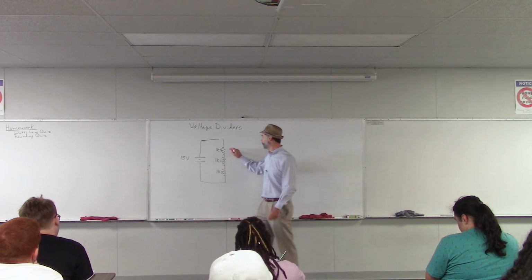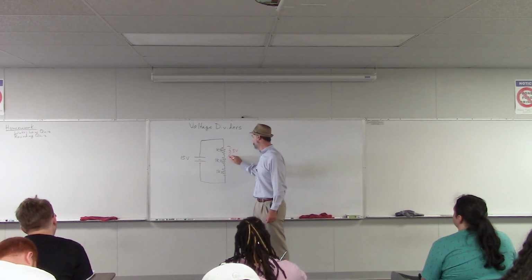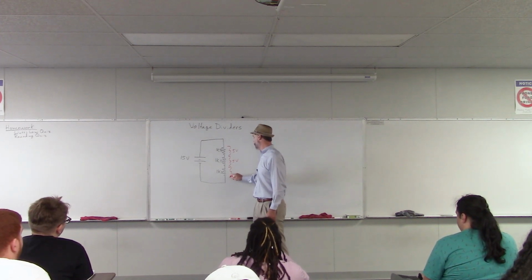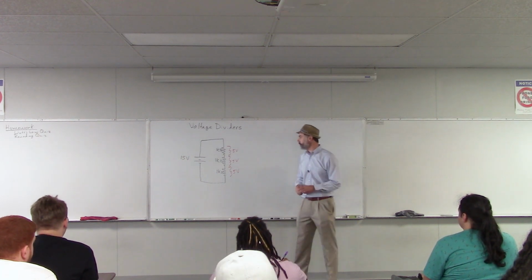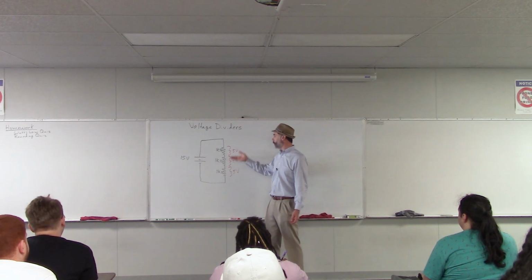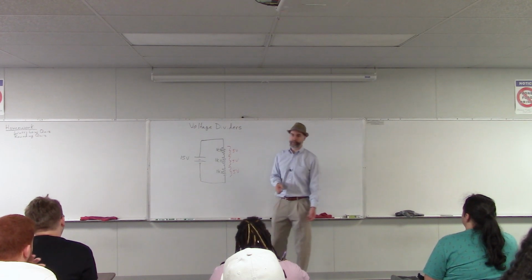5, exactly. So we have 5 volts, 5 volts, and 5 volts. You can see that this circuit is called a voltage divider because it divides the total voltage among the resistors.